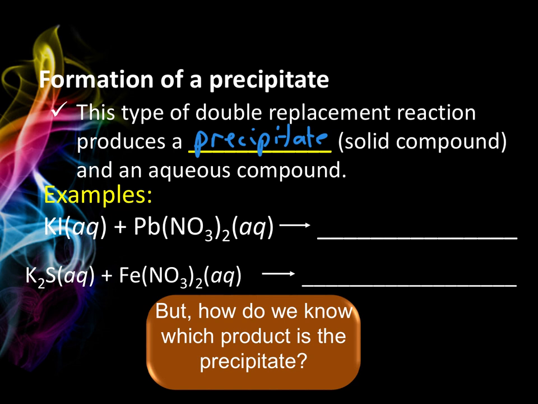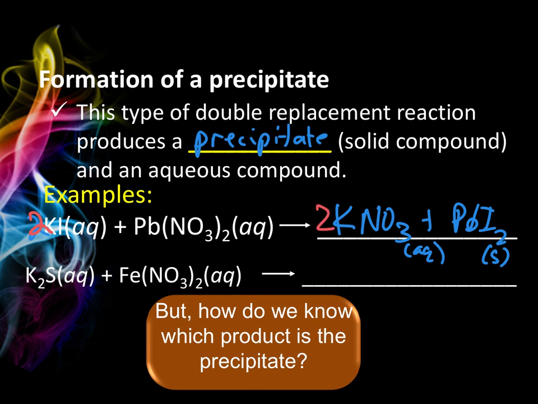So what do we have? We got KNO3 plus PbI2. Again, I just went over that on the last slide. We know that that's going to be the solid. This is going to be aqueous. And we have to balance that out. So a two, and that will give this a two. So on the next one, let's go ahead and look at it.